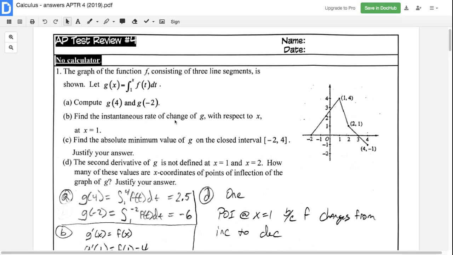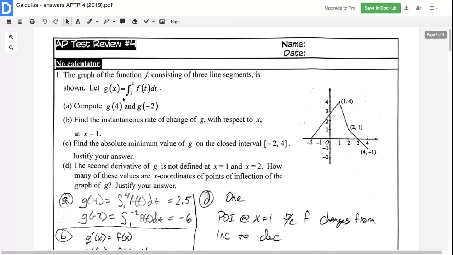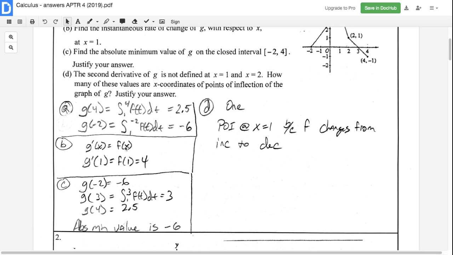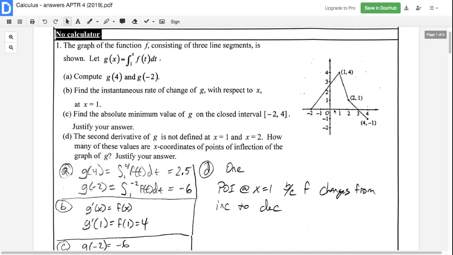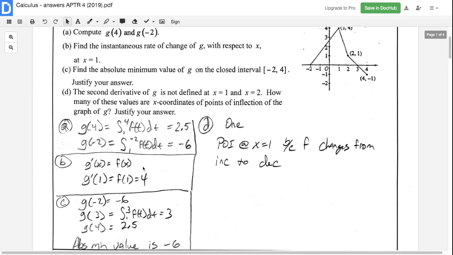Part B, I want the instantaneous rate of change of g with respect to x at x equals 1. So that just means I want g prime of 1. The derivative of g means I need the derivative of this. Second fundamental theorem of calculus tells me I plug in the x and I multiply by the derivative of it. So that's how I get g prime equals f of x. Then I plug 1 in, so g prime of 1 is equal to f of 1. There's the x value of 1, and I get a y value of 4. So g prime of 1 is equal to 4.